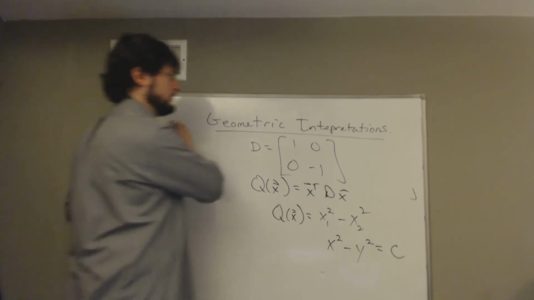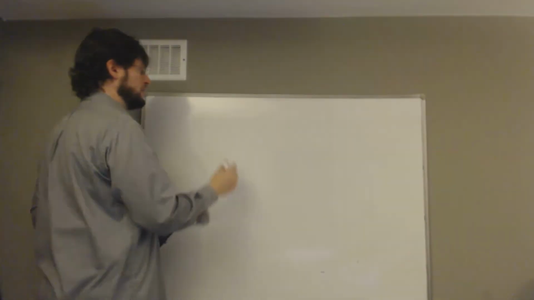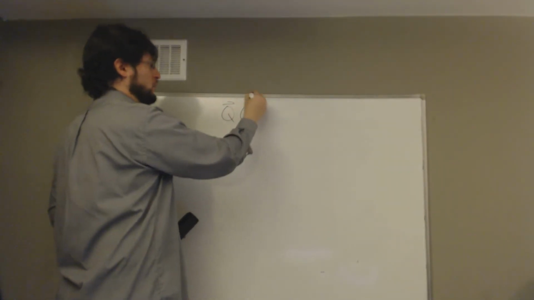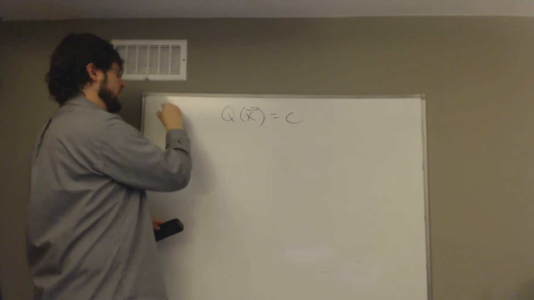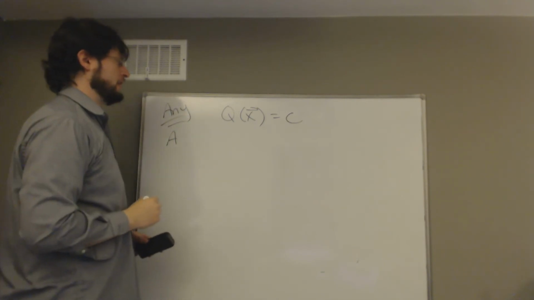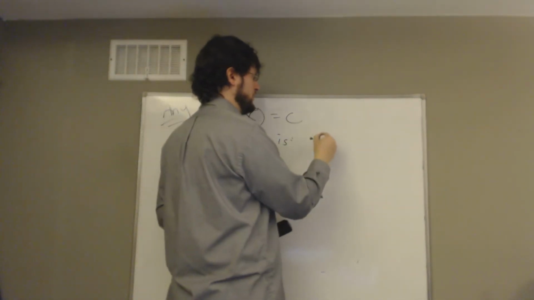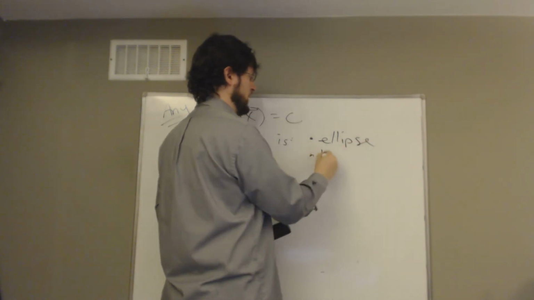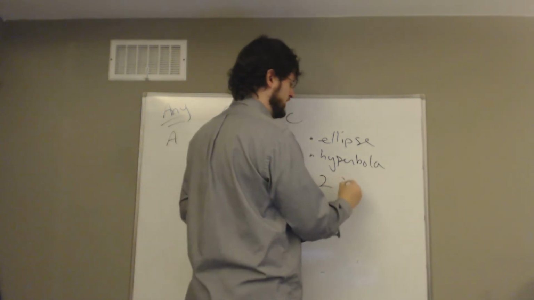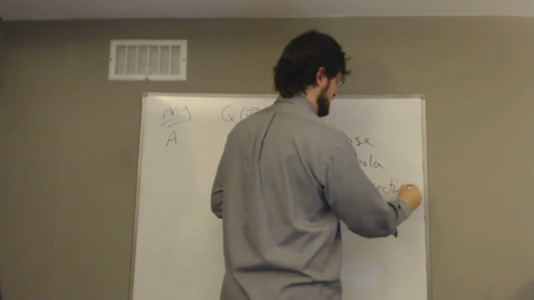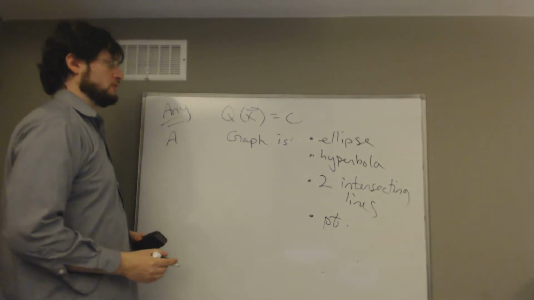So generally speaking, and this is true whether or not we had a diagonal matrix, for any quadratic form q at x, if I look at q at x equal to c for any symmetric matrix A, then the graph is one of a couple of options. It's an ellipse, it's a hyperbola, it's two intersecting lines, or it's just a single point. So it's one of these things.